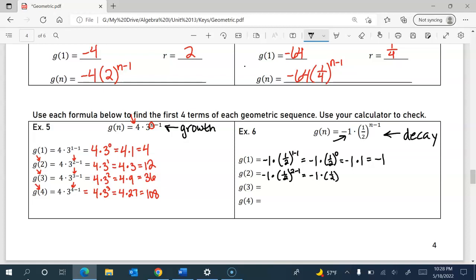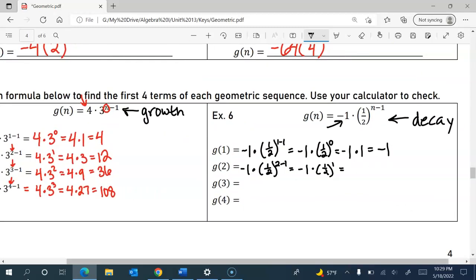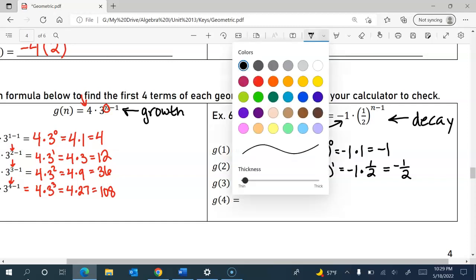1/2 to the 1. I'm going to zoom in here just a little bit. 1/2 to the 1 is just 1/2. So -1 times 1/2. Half of -1 is just -1/2, right? And we can double check that because my common ratio should be 1/2. If I double check that half of -1 is -1/2, then we're golden.